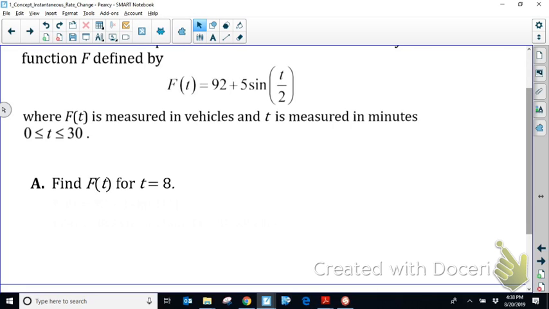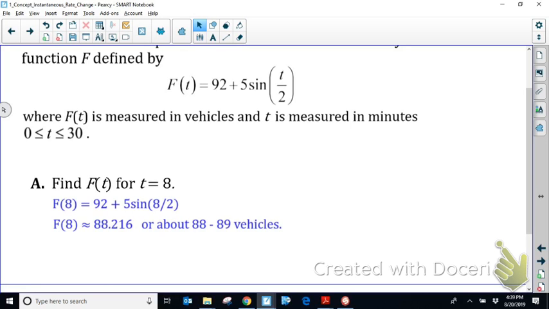The first part of the question is fairly standard. It's a basic plug-and-chug exercise. If you happen to have a calculator available, you can get the approximate decimal value very easily. And of course, we're going to be in radians as we do this, but you just take the 8 and substitute it into the function. So there we go. f of 8 is equal to 92 plus 5 sine of 8 over 2, which would simplify to be about 88.216 vehicles.